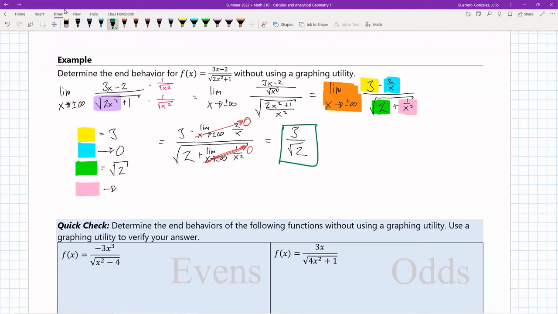Okay. Since we were determining the end behavior here, this automatically gives us that we have a horizontal asymptote at y is equal to 3 over the square root of 2.